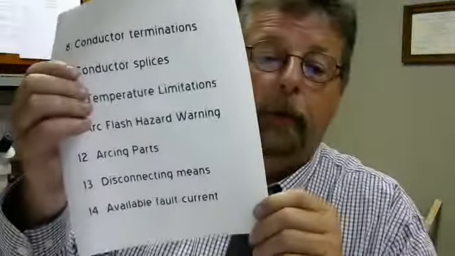Disconnect means. In other words, what type of device am I using to remove the voltage from the equipment in question? They all have a rating. They all have an interrupt rating, a voltage rating, a temperature rating. They all have guidelines for terminations and other things of that nature. So keep that in mind. The code has something to say about that as well. And the available fault current is related to the arc flash information.